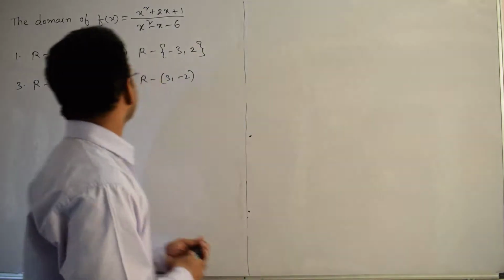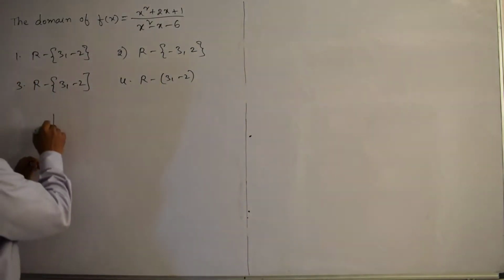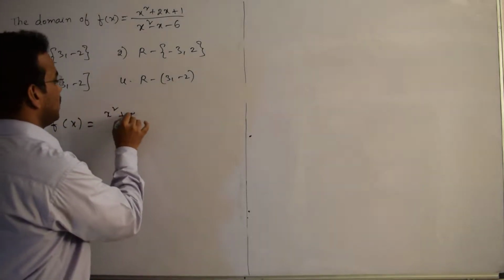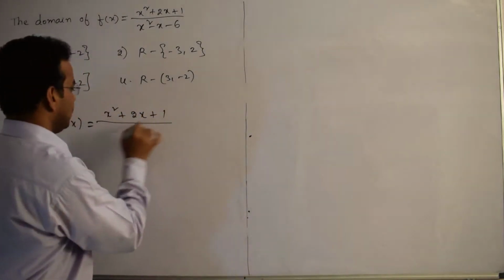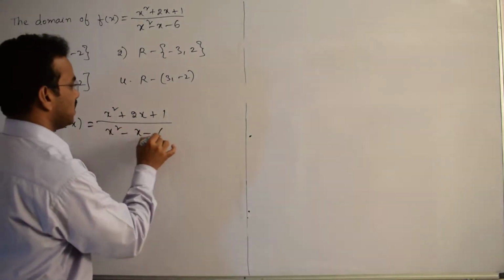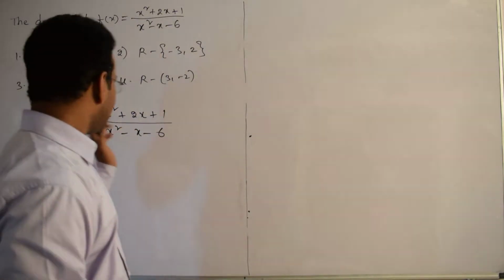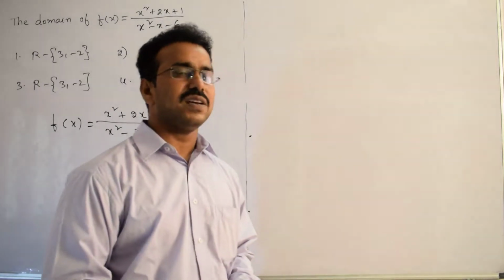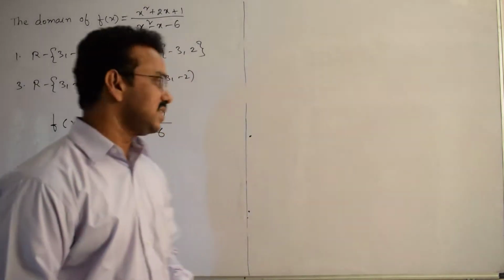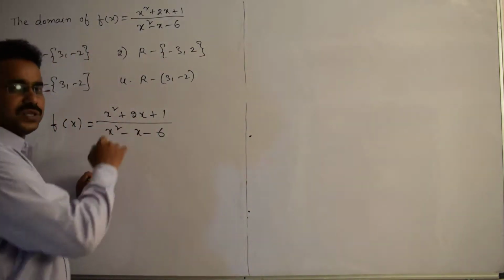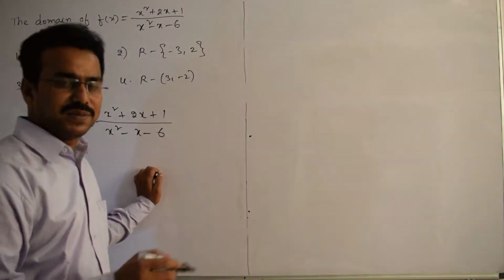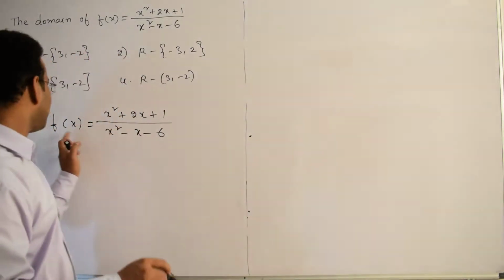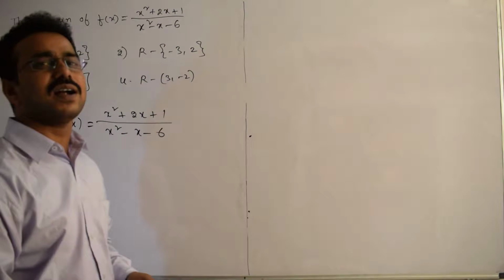First, let me write the function f of x here. The given function f of x equals x square plus 2x plus 1 by x square minus x minus 6. Here, clearly the given function is a fraction. When can we define the fraction? When can we not define the fractions? See, if the denominator is non-zero, then we can define it easily. If the denominator is 0, we can't define the fractions. So obviously the function f of x also can't be defined.